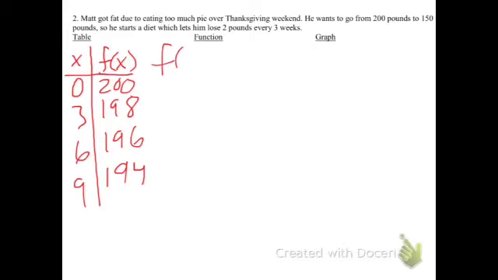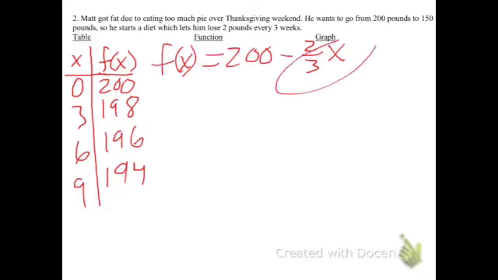So let's write the function. Remember, have a starting point. With me, it's 200 pounds. And then I am losing 2 pounds every 3 weeks. And so you're going to convert that to a fraction, 2 over 3x. Because every 3 weeks, you'll be multiplying. That gets rid of the 3 and you lose 2 pounds for every 3 weeks. Anyway, so there's our function.